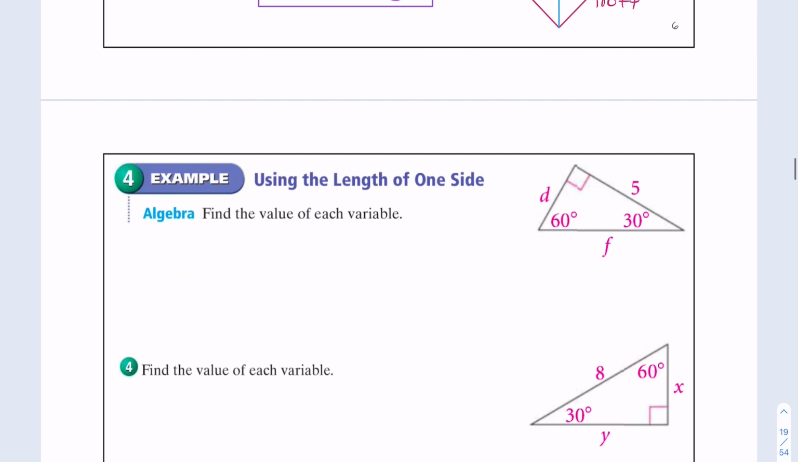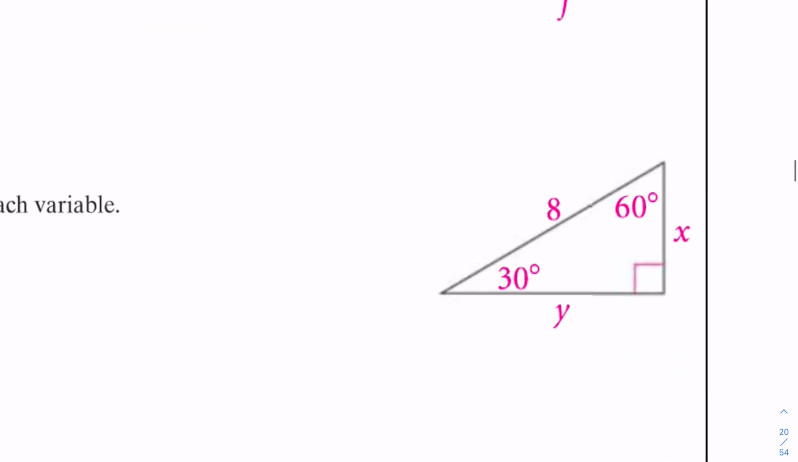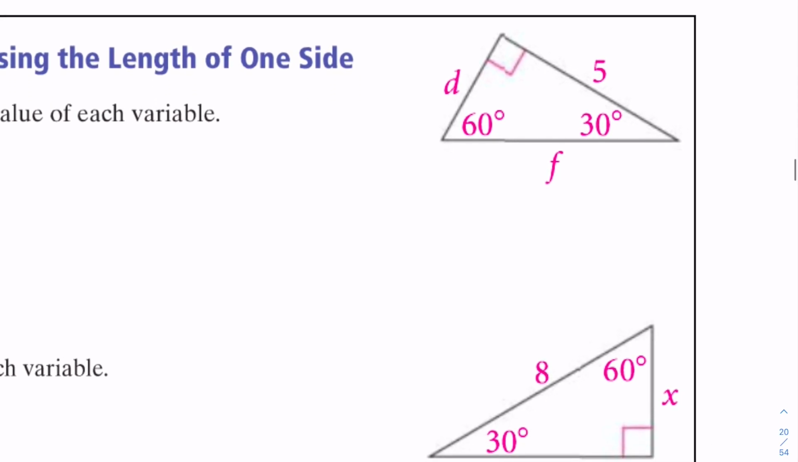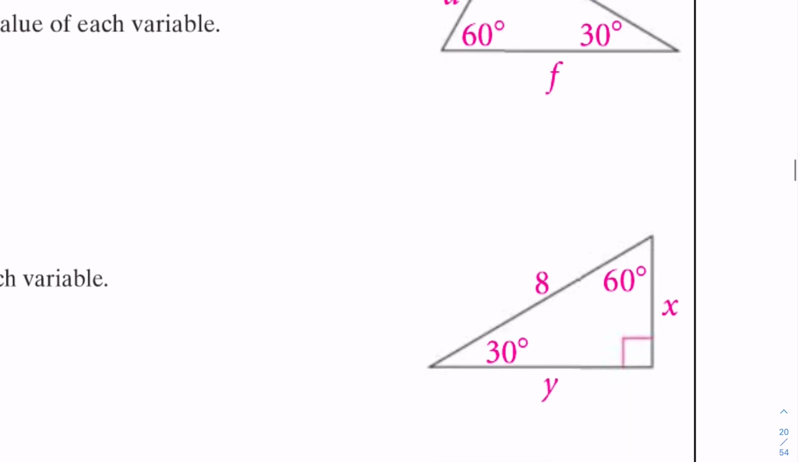Now we're moving on to the 30, 60, 90s. Let's start with this second one because this one is a little bit easier. And then we'll lead into the first one, which I think is more difficult. Why? They give me in the first one what's opposite my 60, which is my long leg. Here, they give me my hypotenuse, which I just think the short leg and the hypotenuse are the easiest to work with.